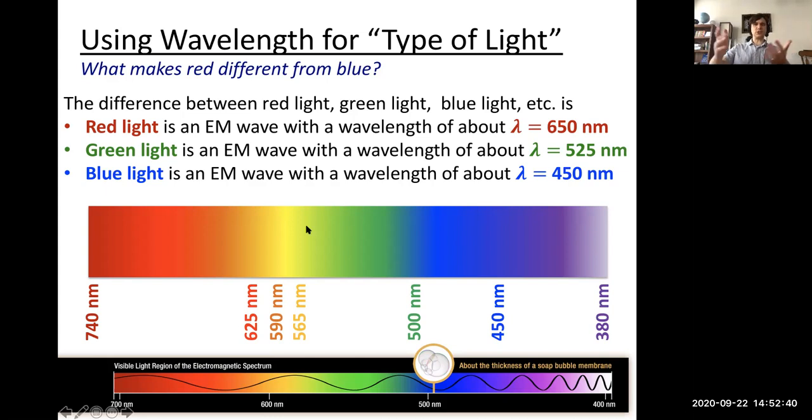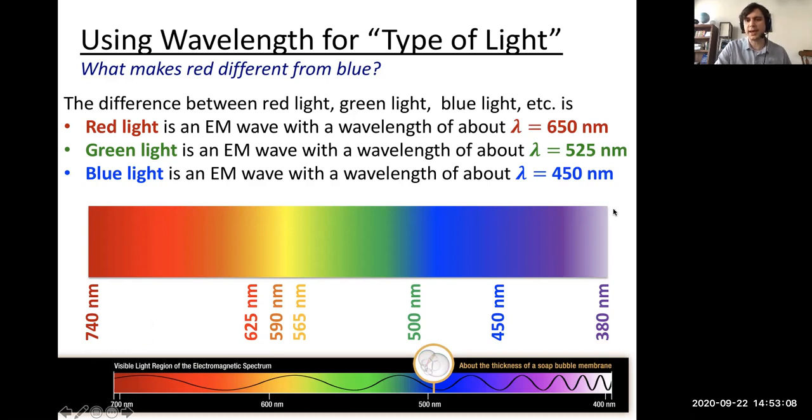Blue light is an electromagnetic wave with a wavelength of about 450 nanometers. All electromagnetic waves travel at the same speed, the speed of light. The difference is their wavelength. And if you remember from the previous video, we could translate that wavelength into a frequency. So red light has long wavelengths, the biggest wavelengths, equivalently the smallest frequencies.